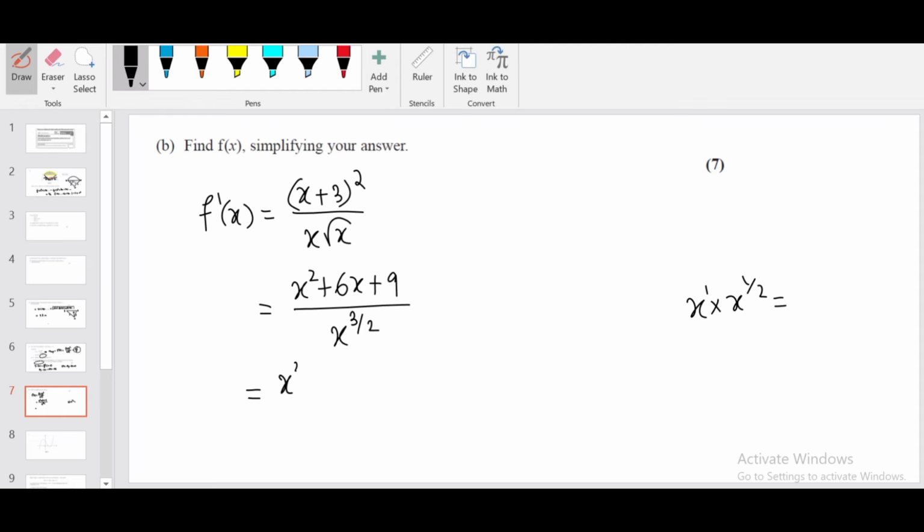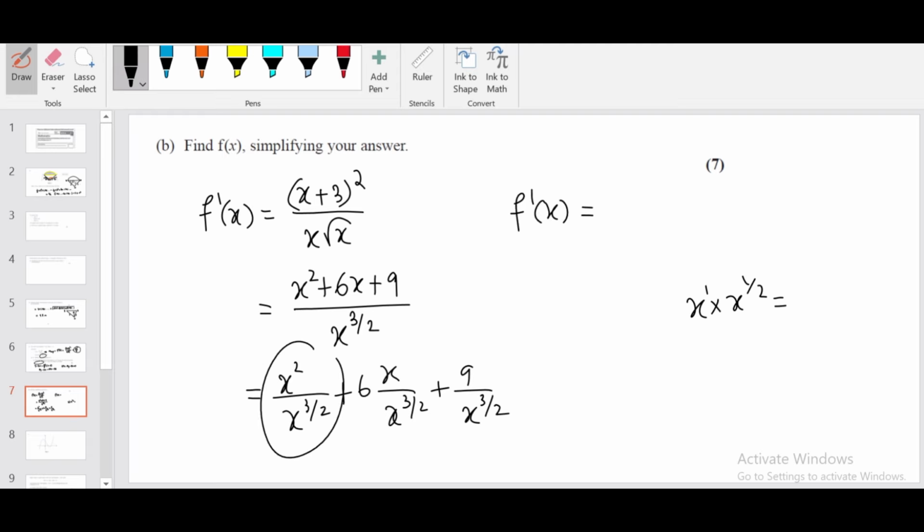x square divided by x power 3 over 2, 6x by x power 3 over 2, 9 over x power 3 over 2. So you will get f dash of x is equal to, this one, x power 2 minus 3 over 2 is 1 over 2, plus 6, 1 minus 3 over 2, which is minus 1 over 2, plus 9. Put the denominator on top, x power minus 3 over 2.